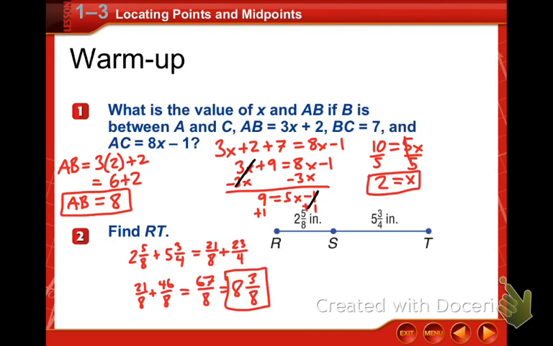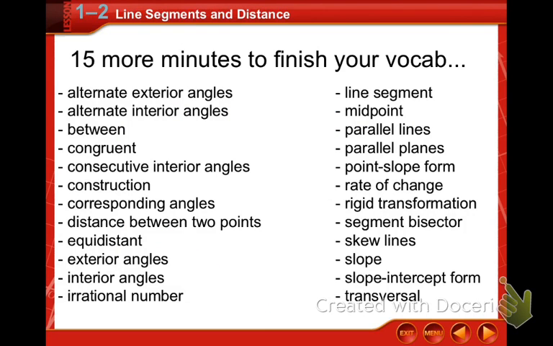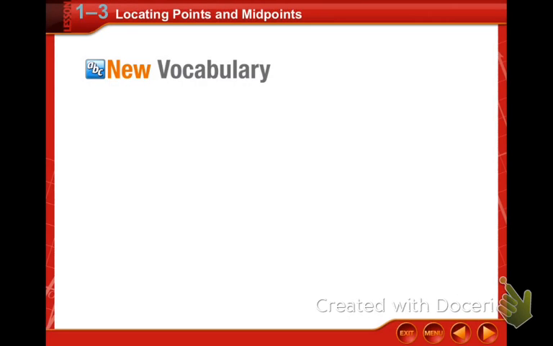Alright, so now let's get into these notes. So our first thing, we were working on vocab. Hopefully you guys had finished that and turned them in. Some of you did, some of you definitely did not. So our vocab words for today, midpoint and segment bisector. And that's actually it.